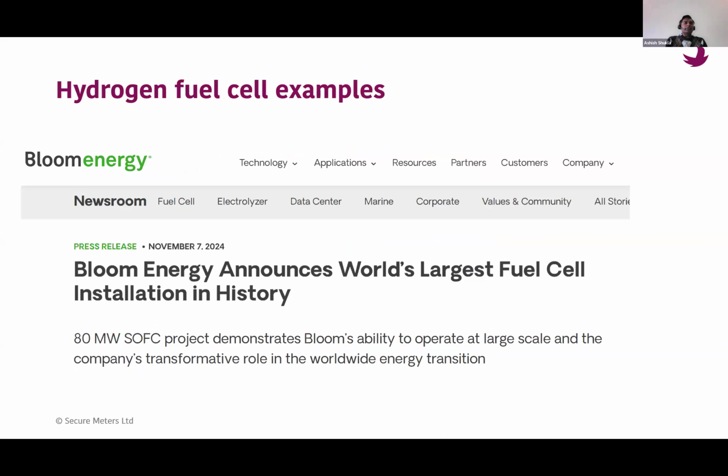I also just came across one example in the US, that Bloom Energy has announced they will have the world's largest fuel cell installation in history, 80 megawatts, something like that they want to add. So slowly it will happen, but I think more investment is happening in the US area that I have come across.